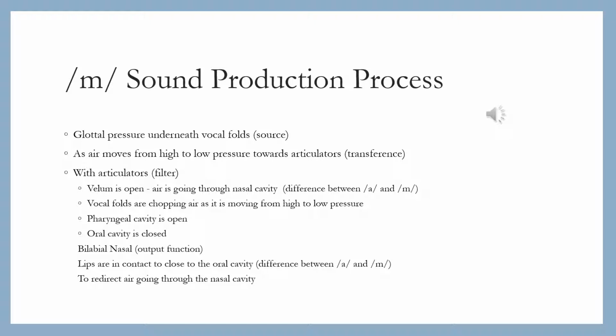So that's again another difference between ah and M. With an M, it's classified as a bilabial nasal, so that's our output function. That's what we're trying to produce. The lips are in contact to close the oral cavity. So again, a difference between ah and M. And the reason that we need those lips to be closed is to redirect the air going through the nasal cavity this time versus coming out the oral cavity. And that's the difference between an M and an ah sound production.